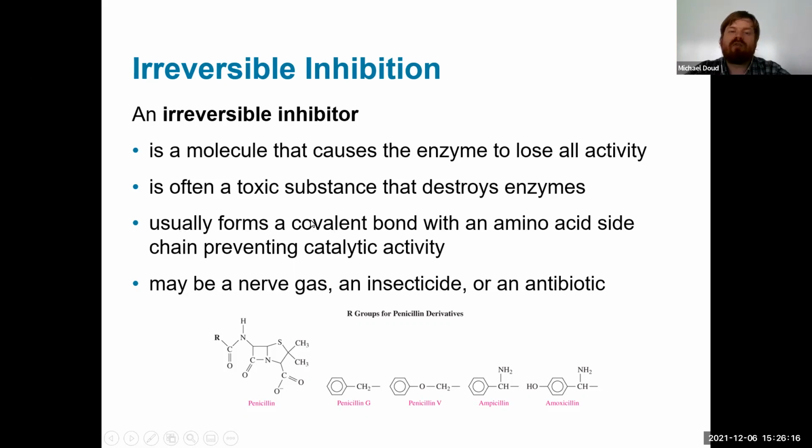So what happens usually is there's some sort of covalent bond that forms with an amino acid, and that prevents catalytic activity. So penicillin, for example, is an antibiotic, and what this does is it can react with several different R groups that permanently shut down bacterial activity. Nerve gases do the same thing, and insecticides kind of have the same goal, shutting down some key enzyme or some key biological process by shutting down whatever enzyme it's going to attack.